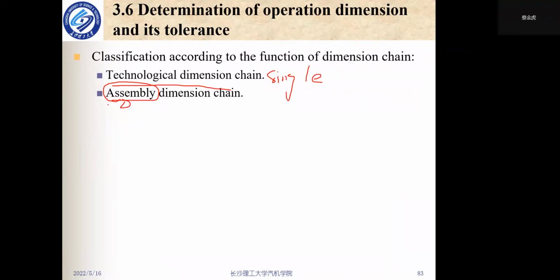And the second one, assembly dimension chain, is formed by some dimensions of different components or parts in assembly process. Many components, many parts in the assembly process. And the third one is design dimension chain, which means it is formed by some related dimensions in a part design joint, which can be explained by this word design.